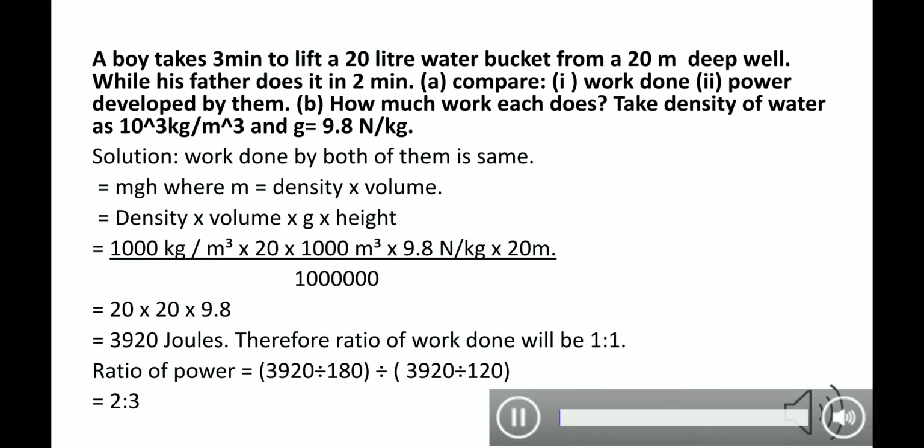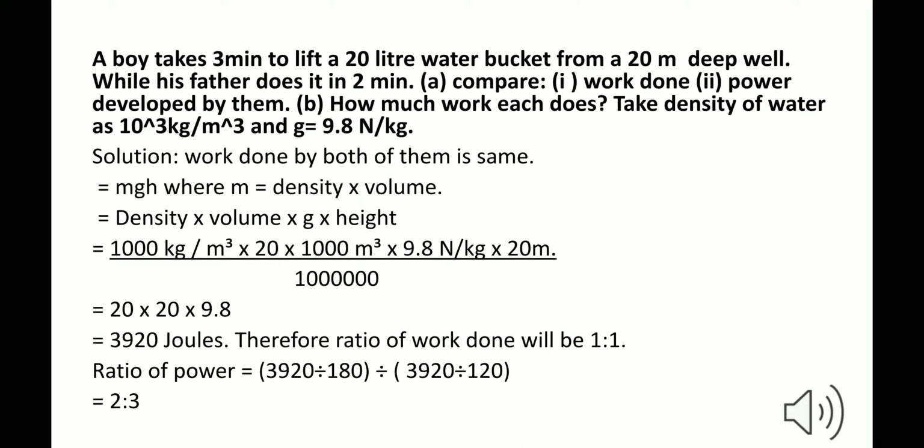So now here we have another numerical. A boy takes 3 minutes to lift a 20-liter water bucket from a 20-meter deep well, while his father does it in 2 minutes. Part A of the question, compare work done and power developed by them. And B, how much work each does. Take density of water as 10 to the power 3 kg per meter cube and g as 9.8 Newton per kg. Okay?